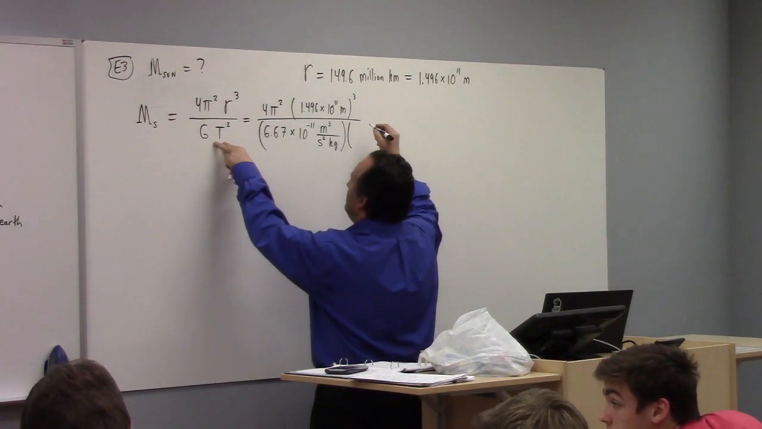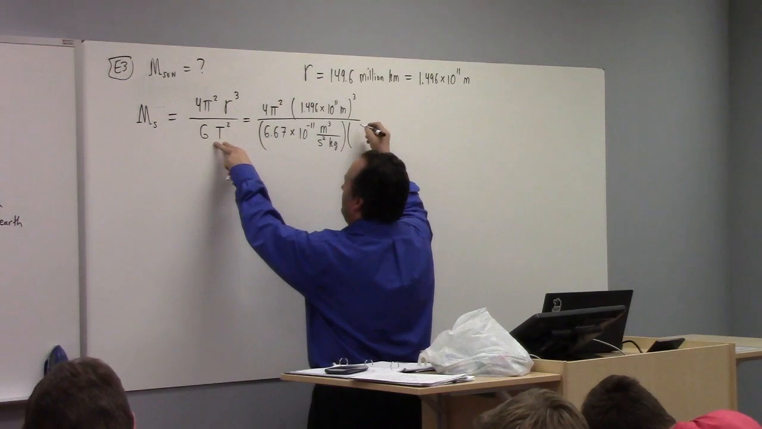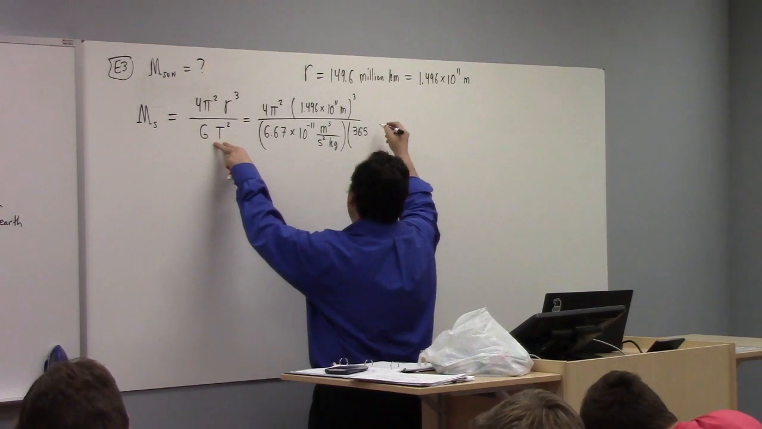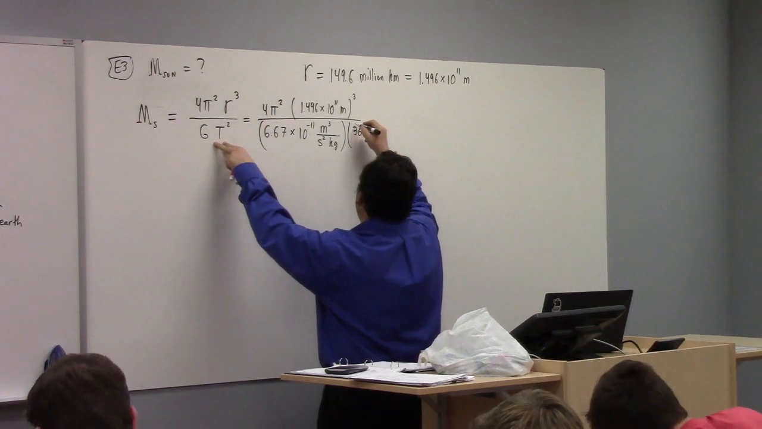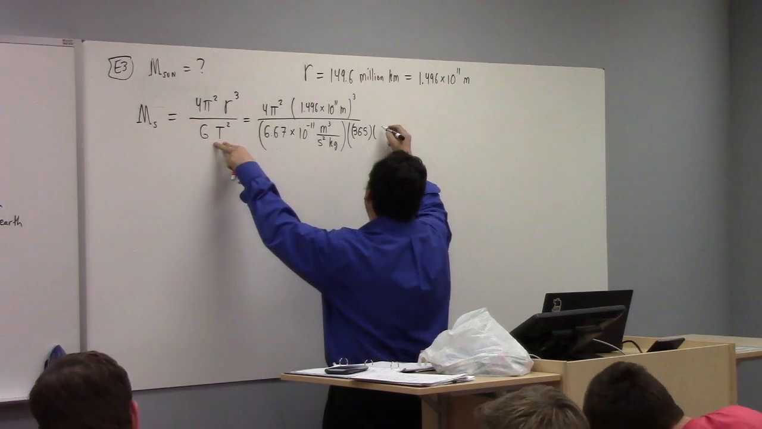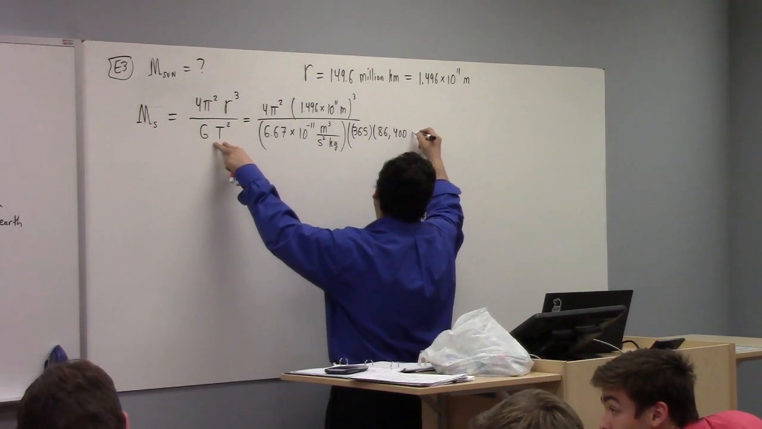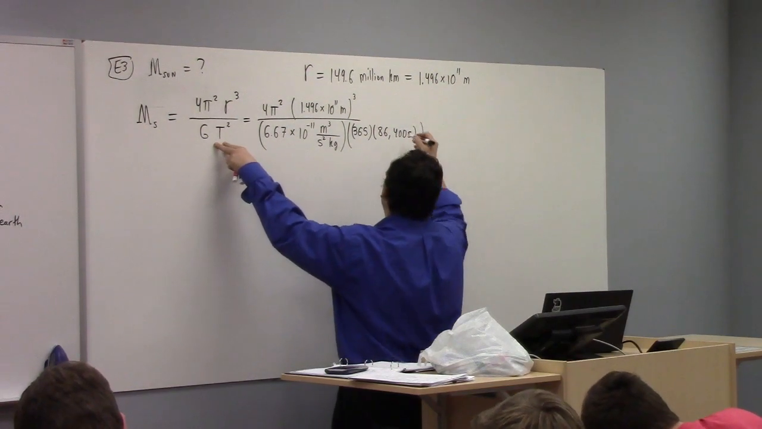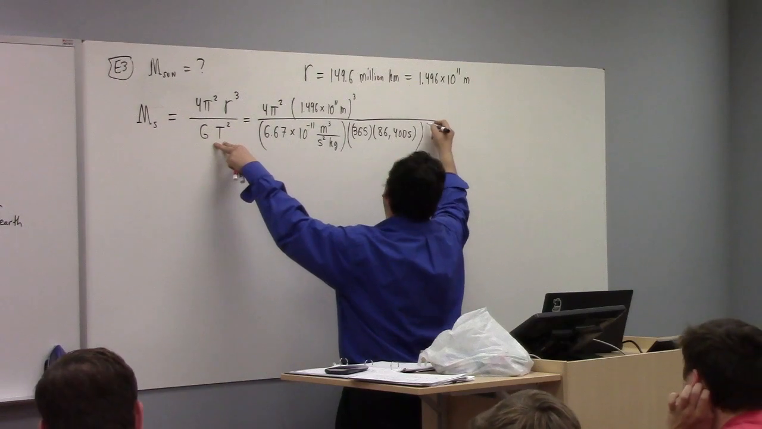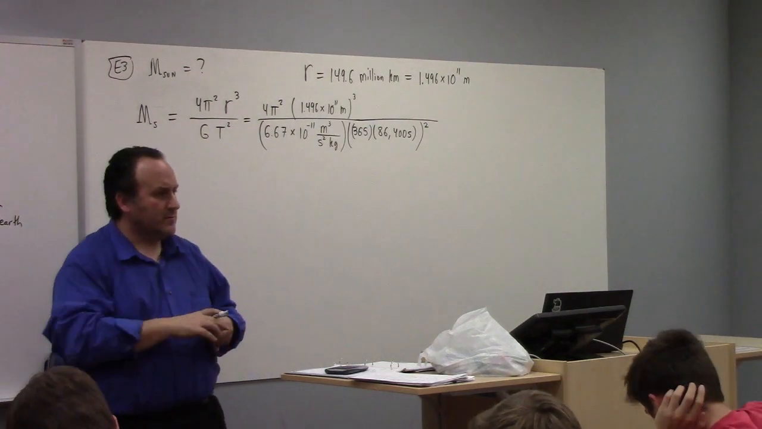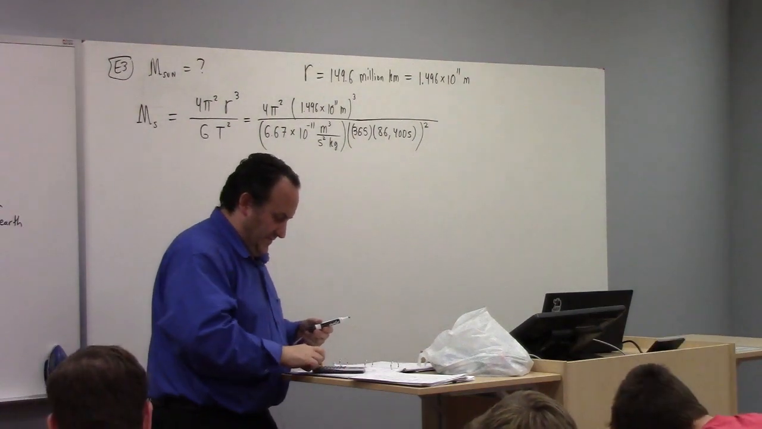My time is, we're gonna ignore the leap year thing. We're just gonna do 365. That's the number of days. How many hours are there? How many seconds are there in a day? The answer is 86,400. So there you go. That's the number of seconds in a year. I gotta square that thing.